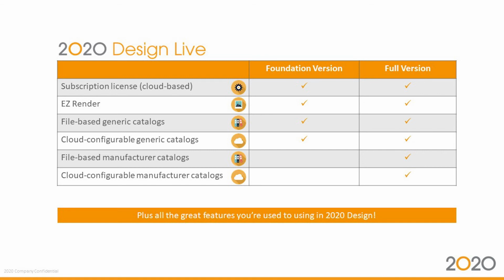Okay, so for those of you who are familiar with 2020 Design, file-based generic catalogs are your regular sample E and sample F catalogs. And when we're talking about cloud-configurable generic catalogs, it's all the catalogs that are available through the CIC browser, which start with 2020. So these are the frame and frameless cabinetry, the decorative items, the appliances, and the faucet and sink catalog.